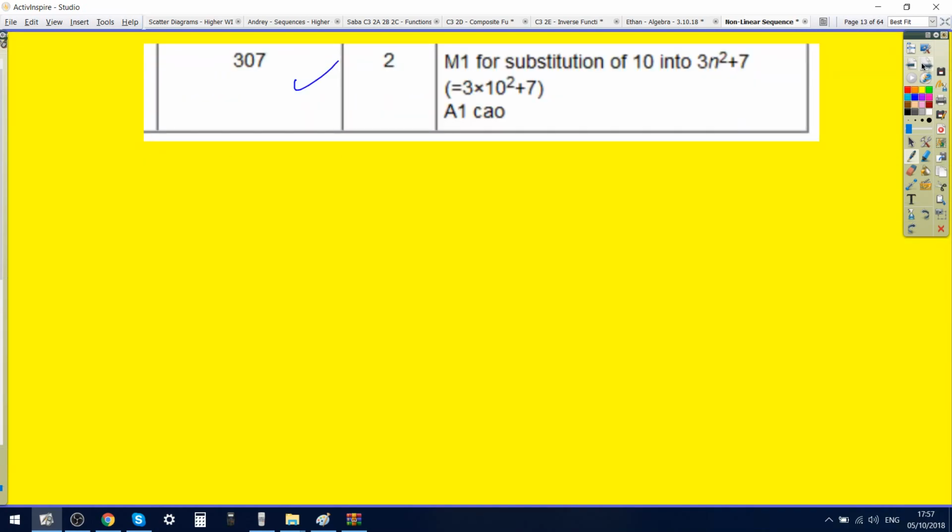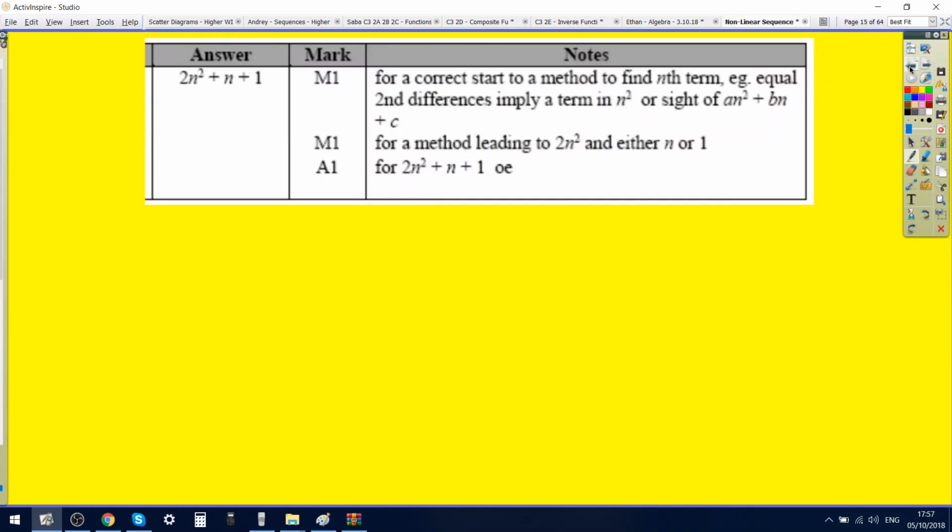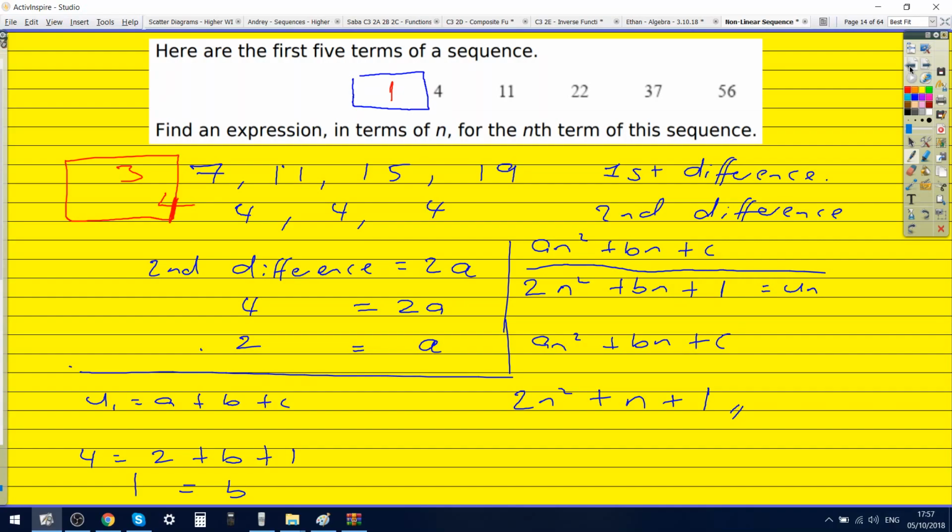Fibonacci sequences, you're okay. For subbing in this one, you're okay. And then we did these hardest ones, which are quadratic. So yeah, that's not hard. A is half of the second difference. C is term 0, before the first term. And then B is term 1, take away A, take away C.